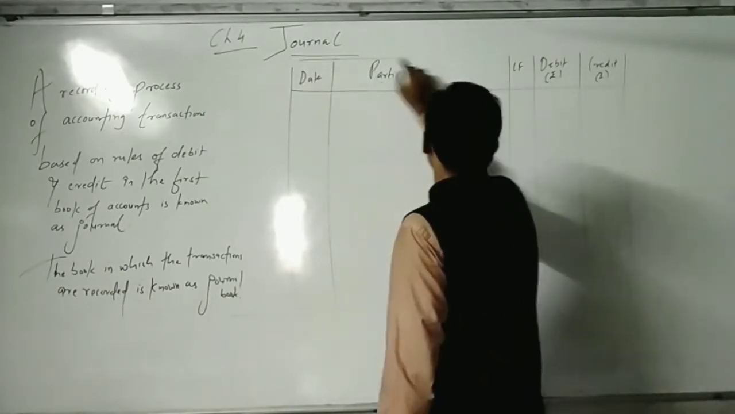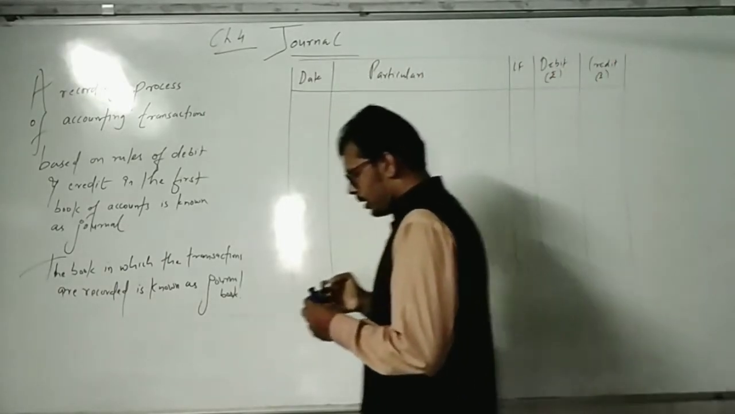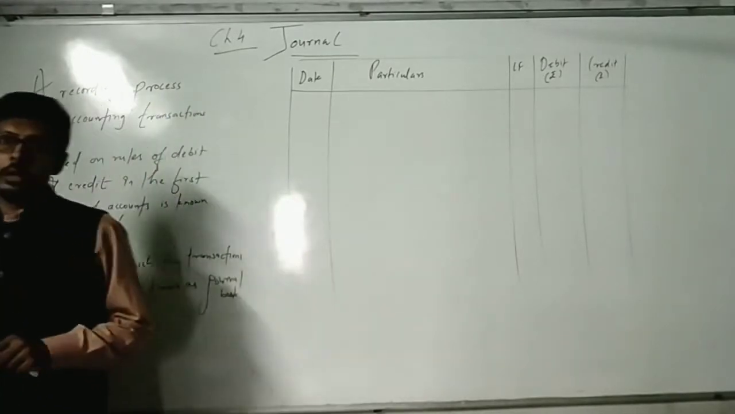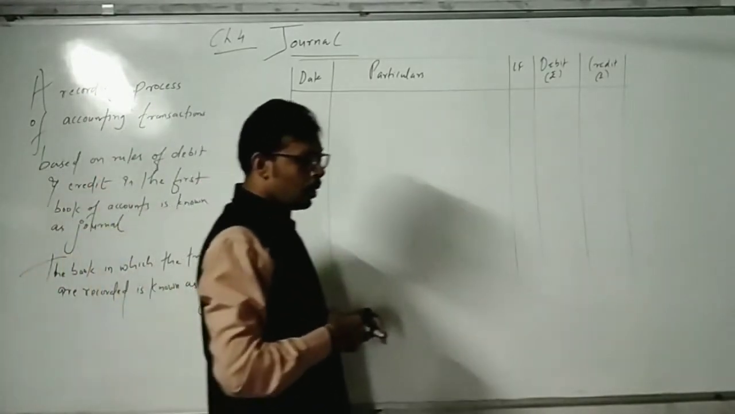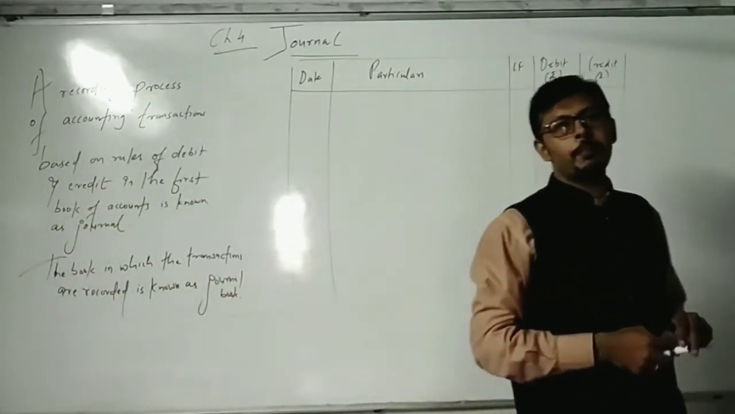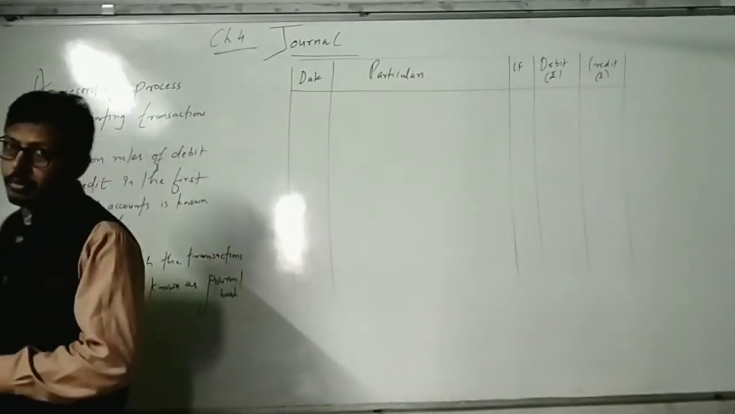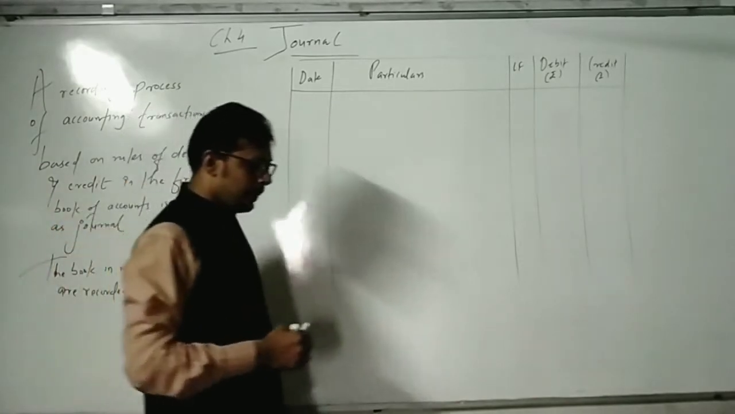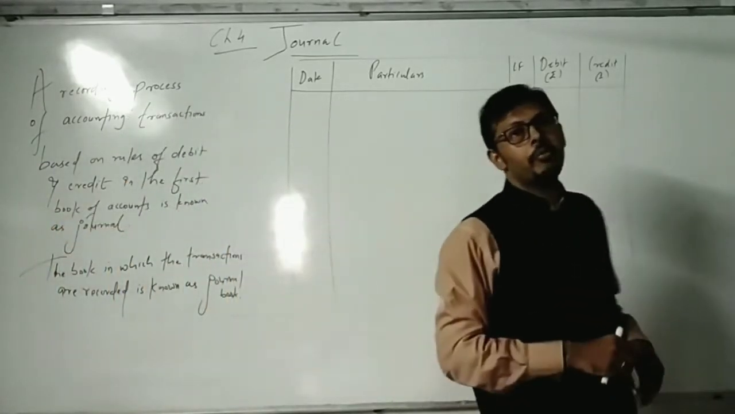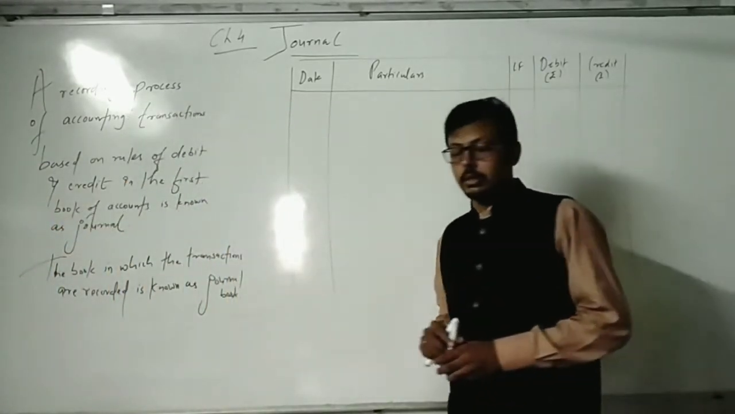Simple entries we have already seen, and I have even given you homework for simple entries. Now we will see the combined entries. What do you mean by combined entries? Suppose on a particular day itself, we are doing more than one transaction.